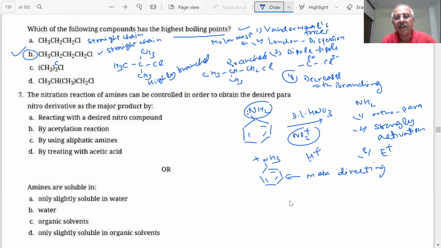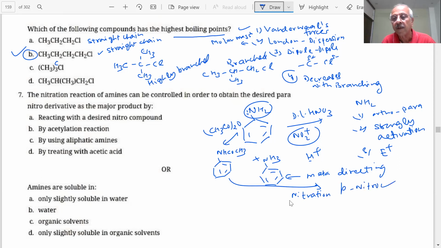So how do you protect it? What was done, student, was acetylation. CH3, okay. See, if you add acetic anhydride, what happens? It becomes NHCOCH3. Now you can do the nitration, student. It will produce the para isomer. If I do the nitration, you will get para nitro. So what is the answer? What answer can we give here, students? How many answers are given in this case?